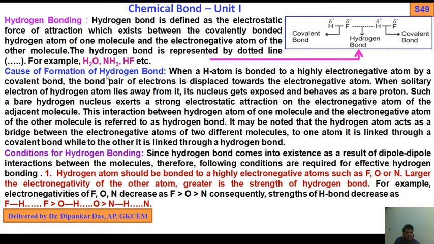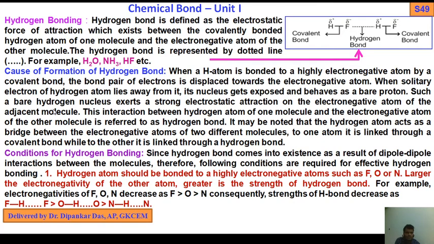So the cause of formation of hydrogen bond. What is the cause? When a hydrogen atom is bonded to a highly electronegative atom by a covalent bond, the bond pair of electrons is displaced towards the more electronegative atom, or the shared pair of electrons goes more towards the more electronegative atom, as I told you. So when a hydrogen atom is bonded to a highly electronegative atom by a covalent bond, the bond pair of electrons is displaced towards the electronegative atom.